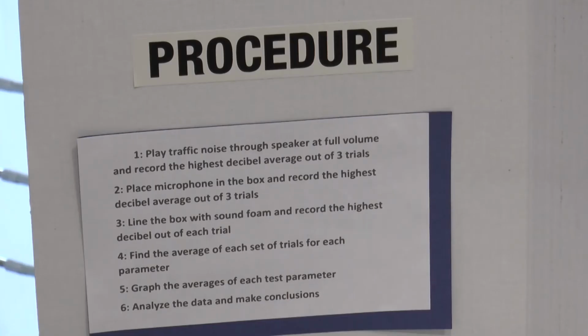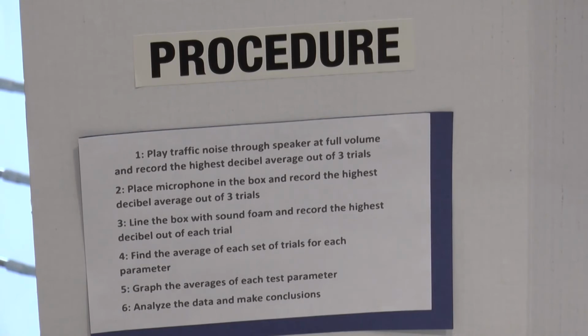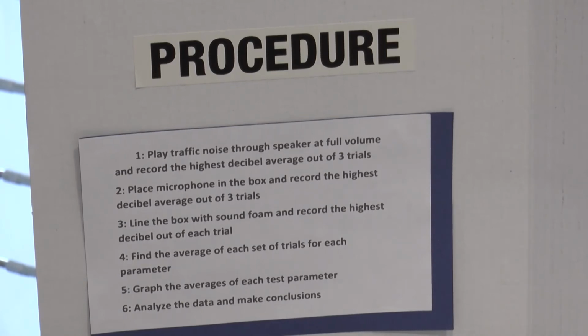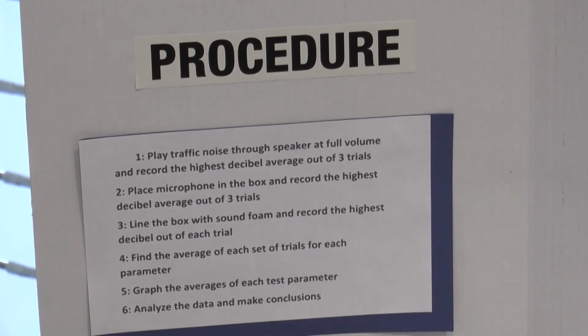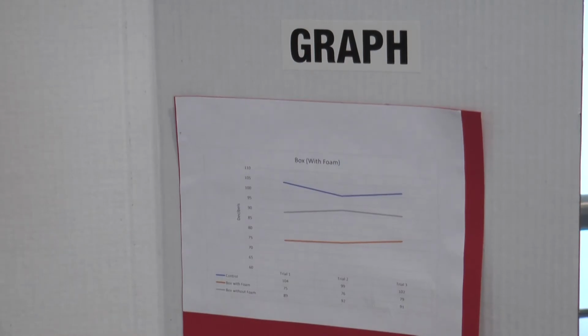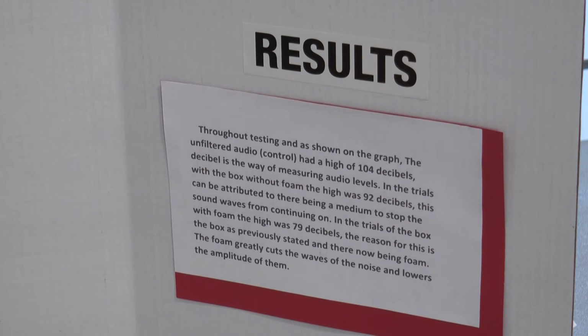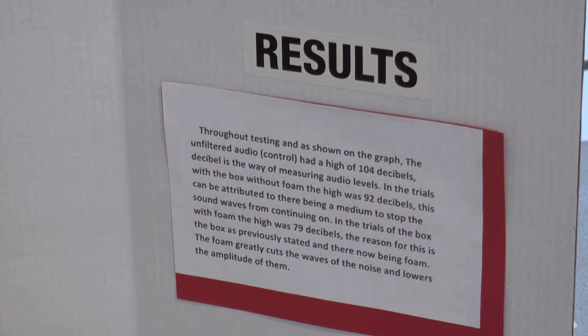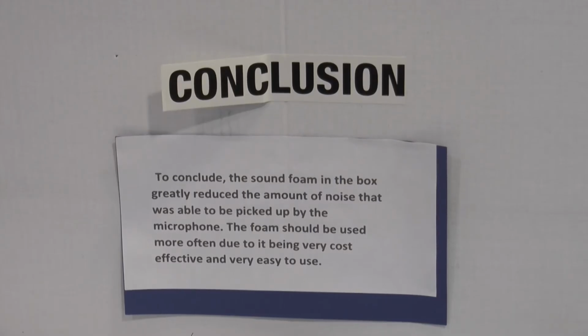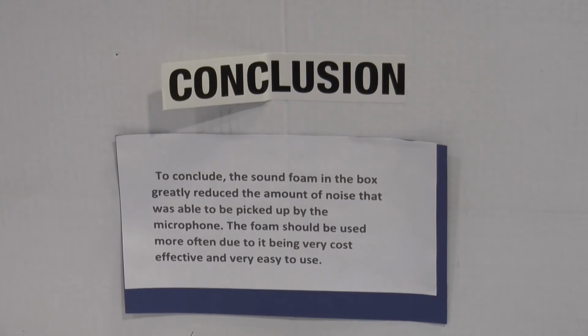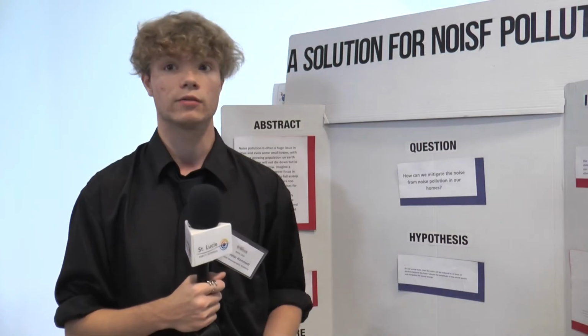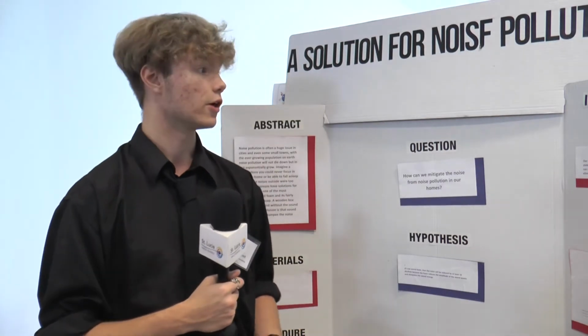I found that there was a high of 104 decibels on my control, and I was measuring the highest decibels for a span of 5 minutes. So I was testing for 5 minutes, the same traffic noise, and 104 was my high. The box without foam was 92 decibels high, and the box with foam was 79 decibels. So it was over 20 decibels cut down, which 104 is actually really bad for your hearing, and 79 is a fair range, so that's good.